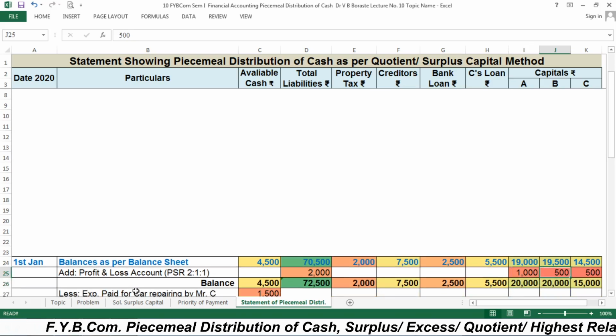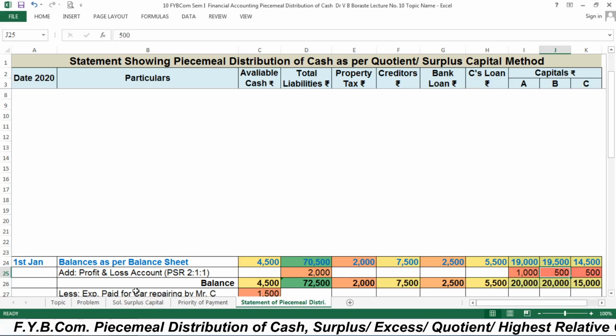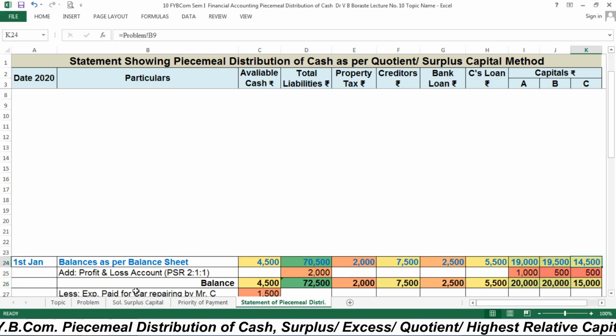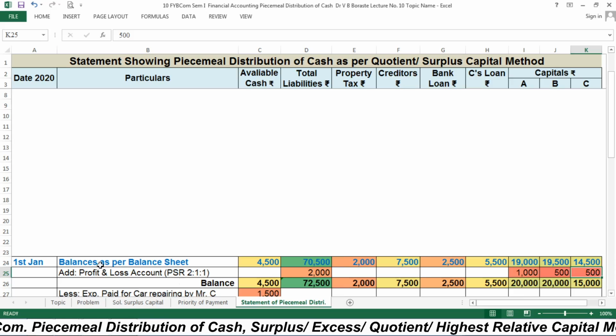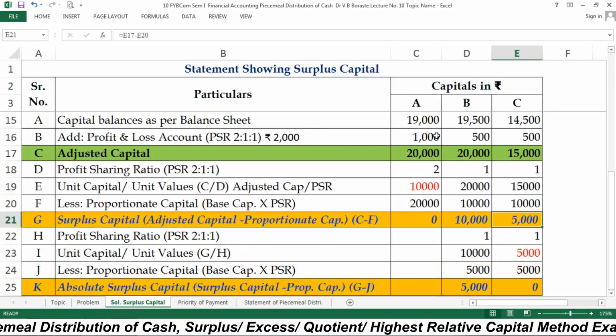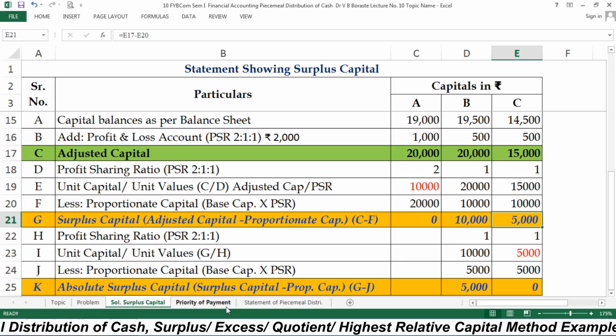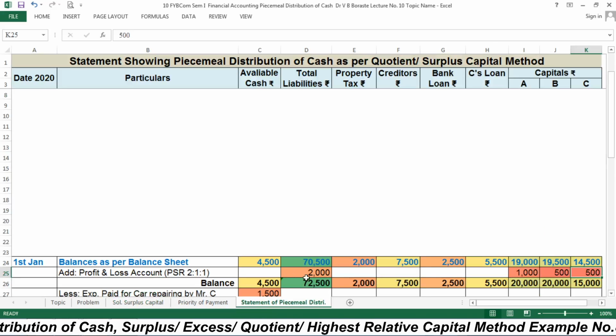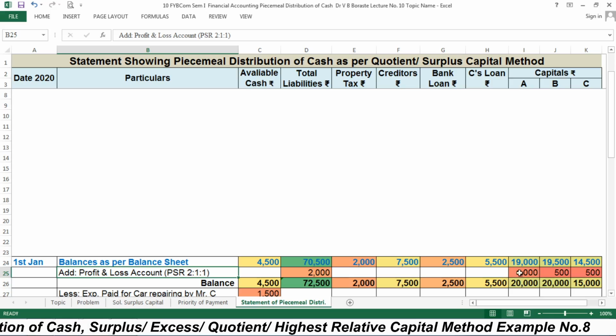Then 19,500 plus 500 is 20,000, and 14,500 plus 500 equals 15,000. We have already calculated that over here, so I'm not explaining more. It's very simple how to distribute the 2,000 in the profit sharing ratio among A, B and C.